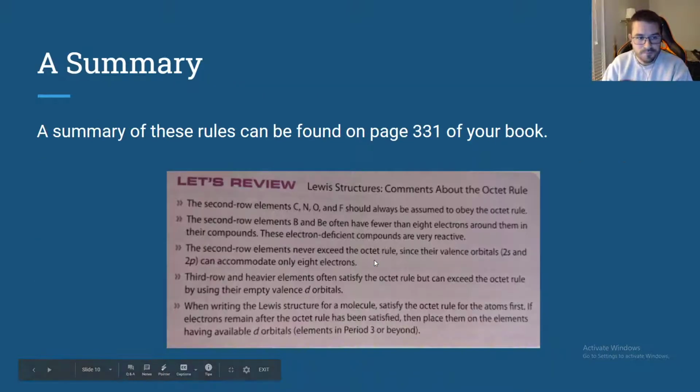In your book, a really great summary of all these rules can be found on page 331. I would take a look at this. I've got it listed here. I'm not going to read all of this to you. But if you were looking to memorize something about Lewis structures, these 5 statements would be something to look at. This really does tell you all you need to know about Lewis structures. And we're going to be doing some examples of Lewis structures in the problem-solving video, which I will have up here shortly.